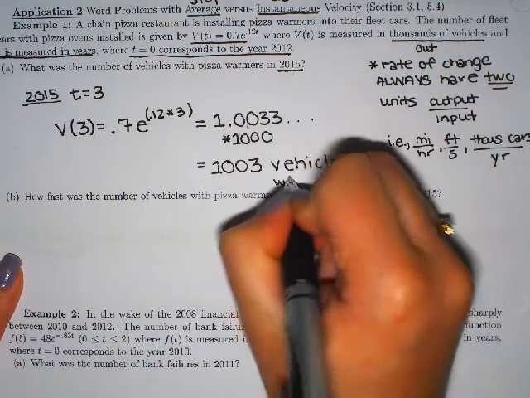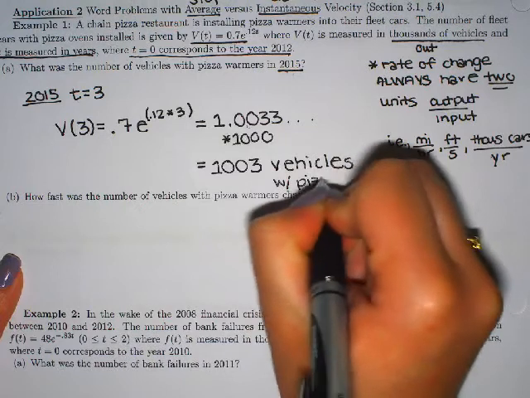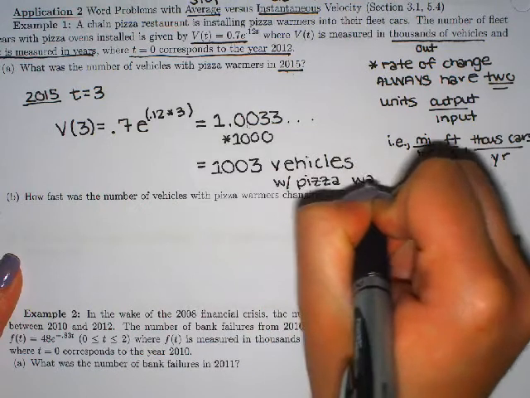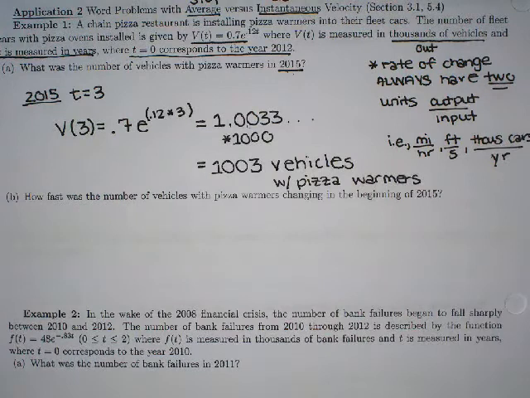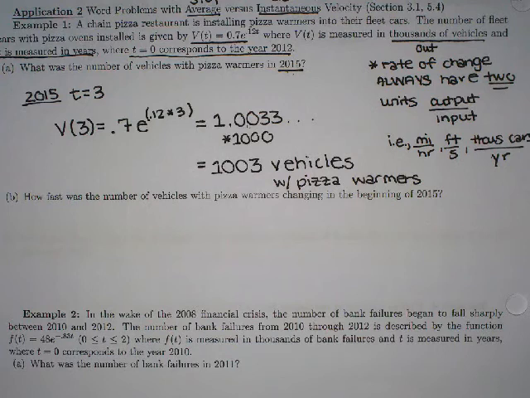So 1,003 vehicles with pizza warmers. That's decent after 3 years of putting them in the car, to have 1,000 vehicles with pizza warmers. We didn't get a crazy answer like 2 billion or something like that.